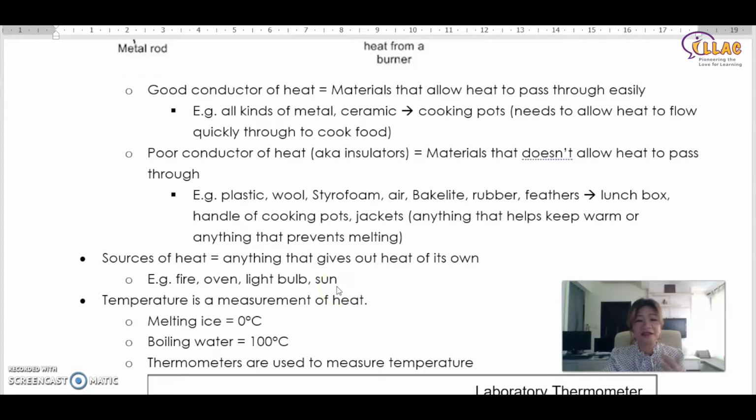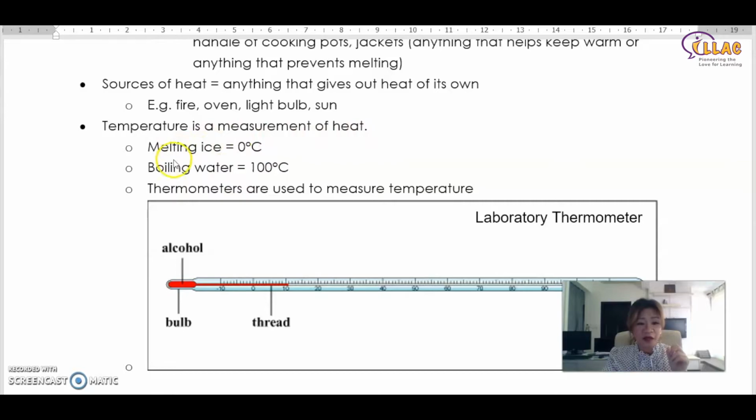Of course, the most natural one will be the sun, and others are man-made. So temperature is a measurement of heat. Melting ice is 0 degrees Celsius. So this is a temperature. Temperature measures heat. So at 0 degrees Celsius, there is a very, very low amount of heat. Boiling water is 100 degrees Celsius, a lot of heat. Thermometers are used to measure temperature.